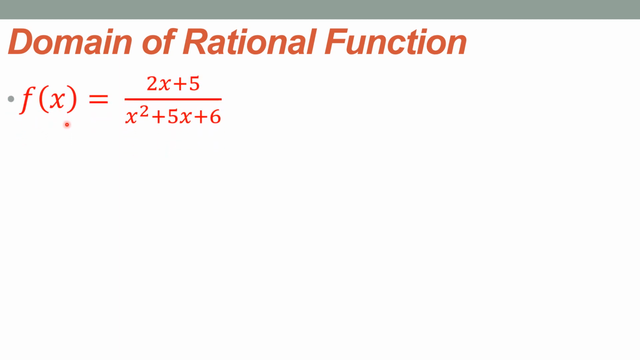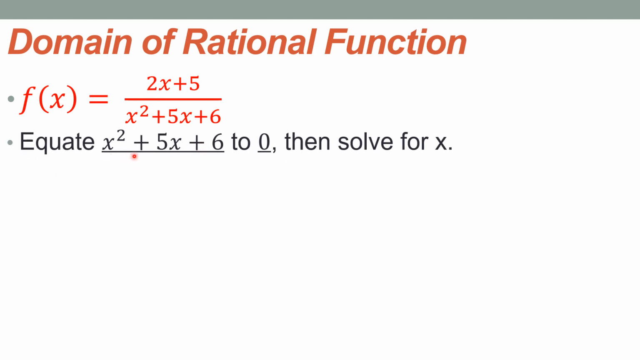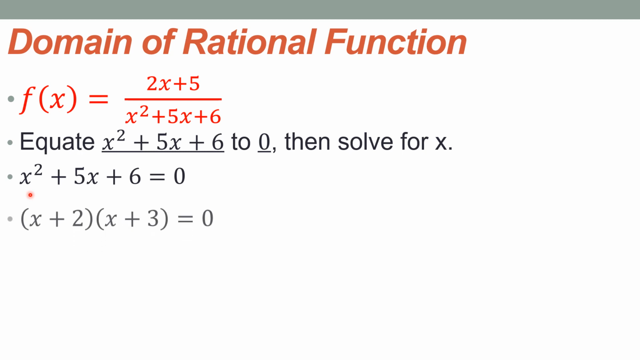Suppose we have f of x equals 2x plus 5 over x squared plus 5x plus 6. Again, our first step is to equate the denominator x squared plus 5x plus 6 to 0, then solve for x. So x squared plus 5x plus 6 equals 0. As you can see, this trinomial is factorable, so we're going to factor it. x squared plus 5x plus 6 is the same as x plus 2 times x plus 3.